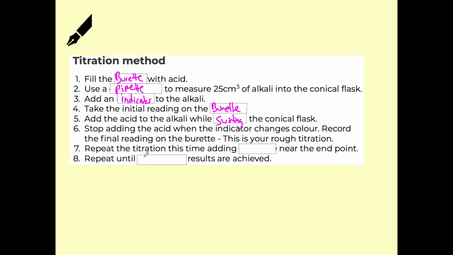We then repeat the titration, but this time adding it dropwise nearer the end point. This is so that we can get a more accurate reading by going slower towards the end point. And we are repeating this until we get concordant results, so results within 0.1 of each other.